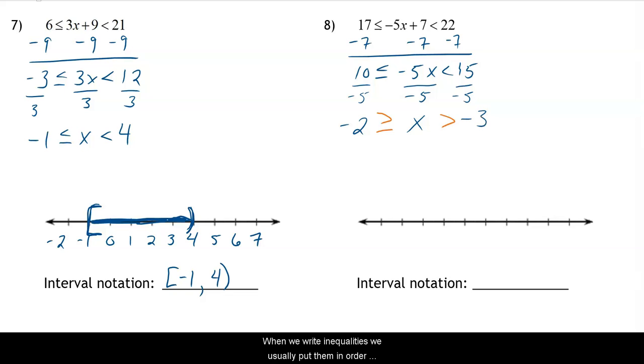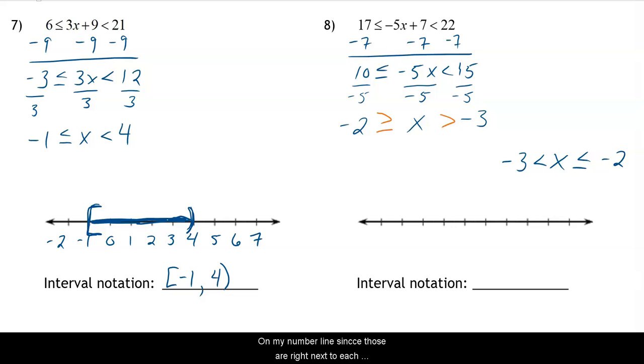When we write inequalities, we usually put them in order smallest to largest. Negative 3 is actually smaller than negative 2, so that would need to be negative 3 less than x less than or equal to negative 2.